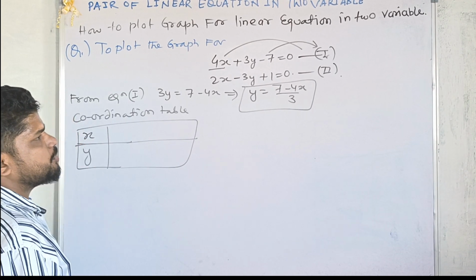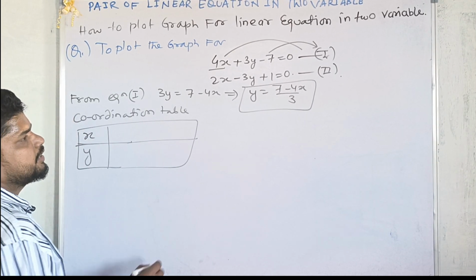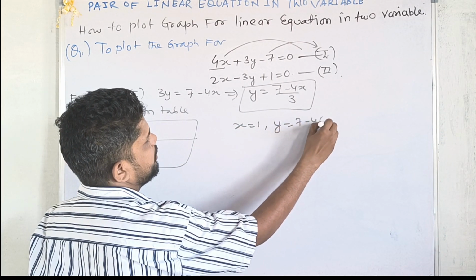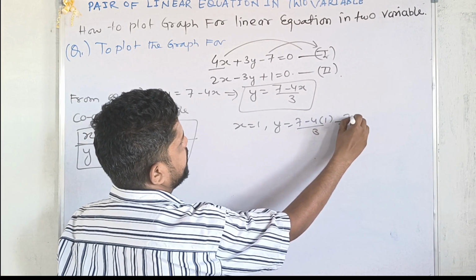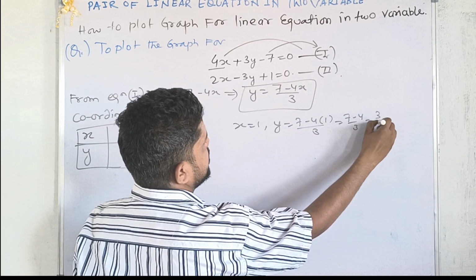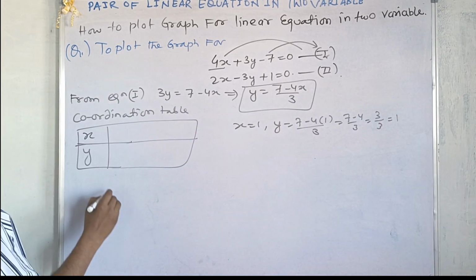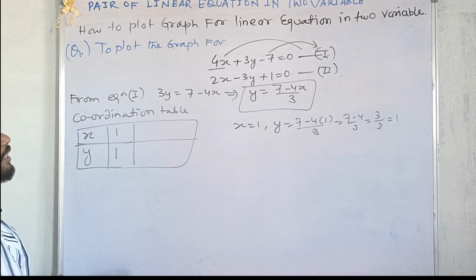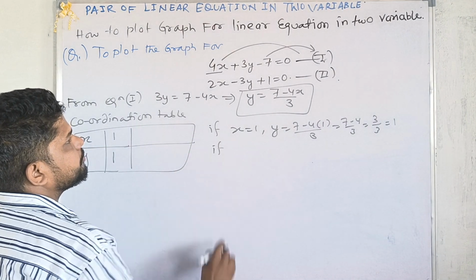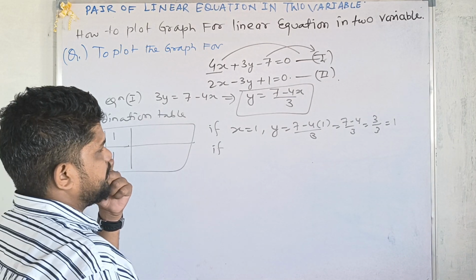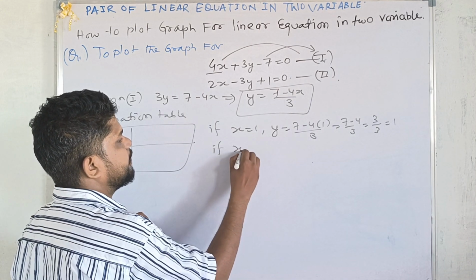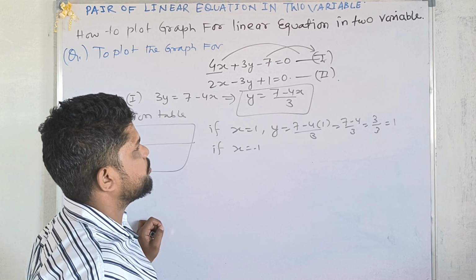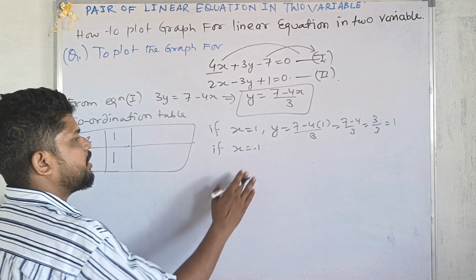Now put x = 1. If x is 1, the value of y will be (7 - 4 x 1) / 3, that is (7 - 4) / 3, that is 3/3, which equals 1. So for x = 1, we are getting y = 1. Okay. Now we will avoid this.